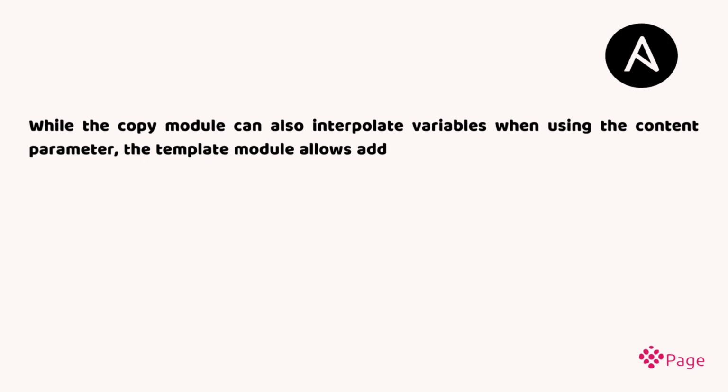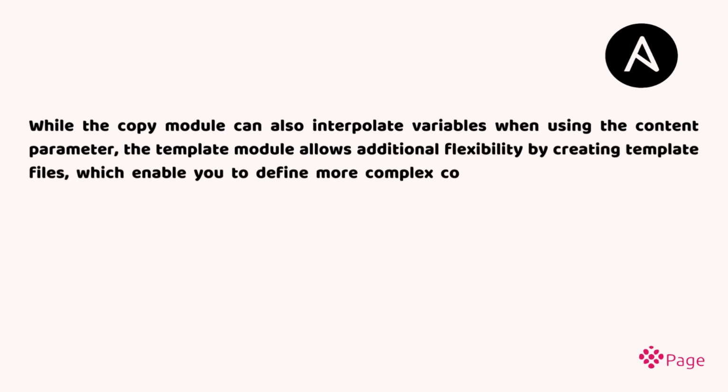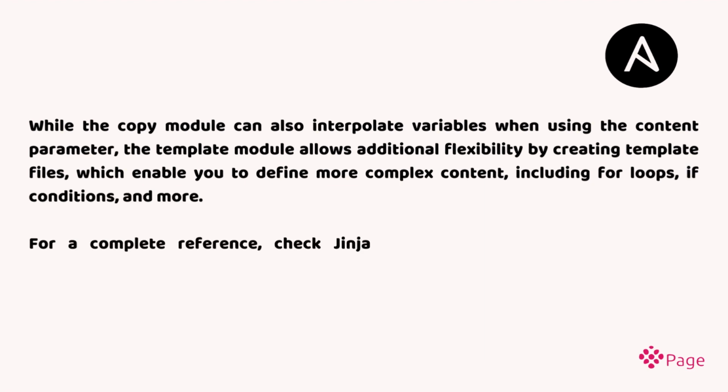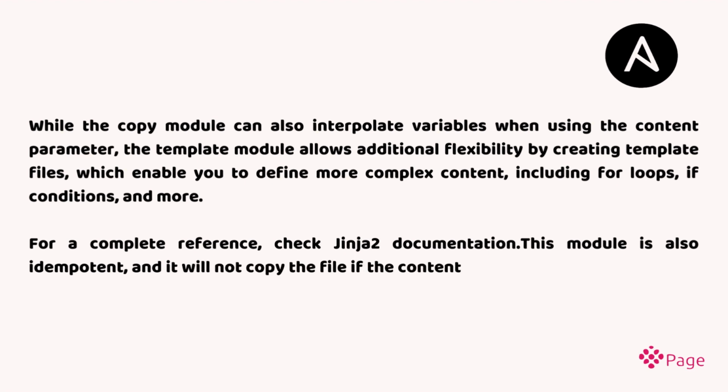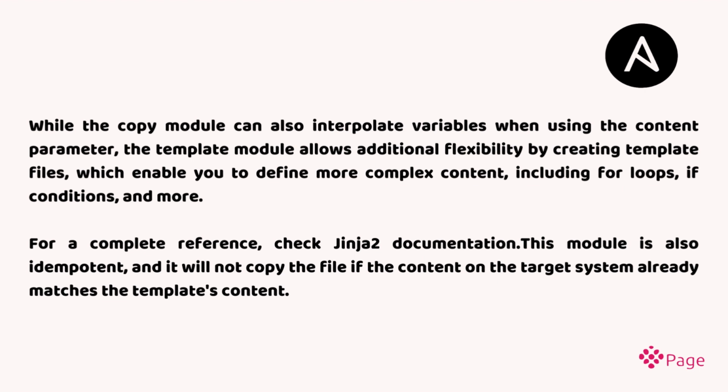While the copy module can also interpolate variables when using the content parameter, the template module allows additional flexibility by creating template files, which enable you to define more complex content, including for loops, if conditions, and more. For a complete reference, check the Jinja2 documentation. This module is also idempotent, and it will not copy the file if the content on the target system already matches the template's content.